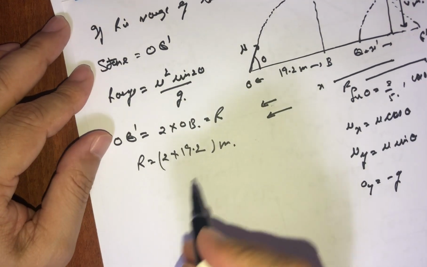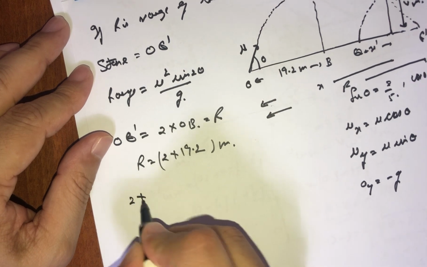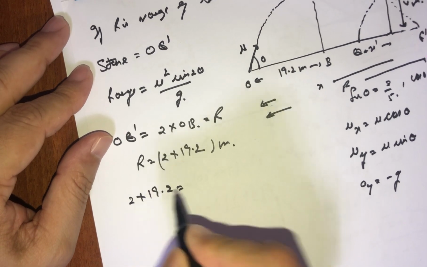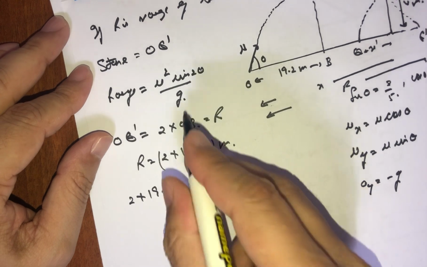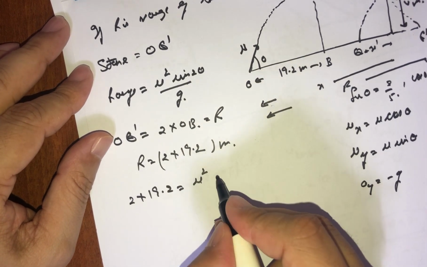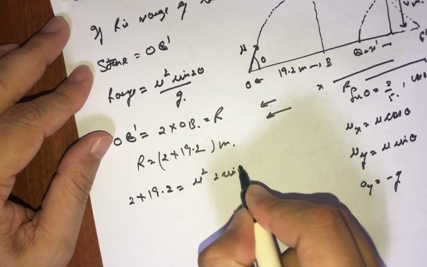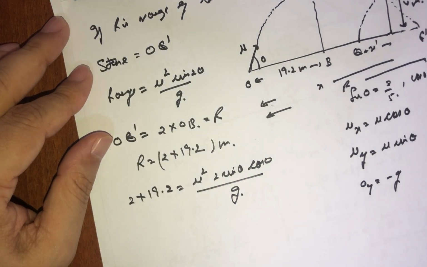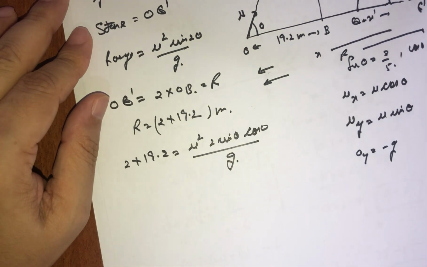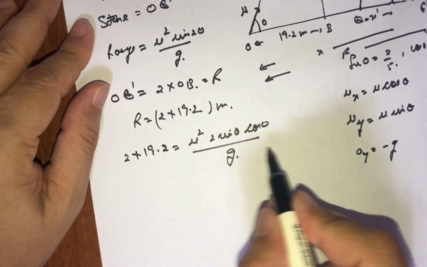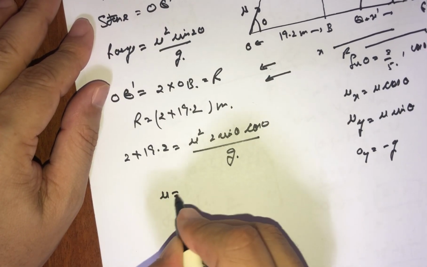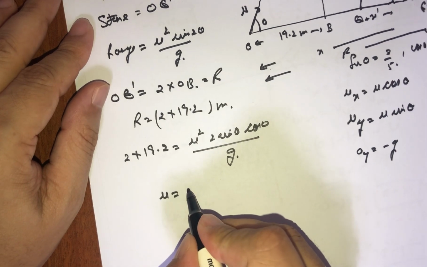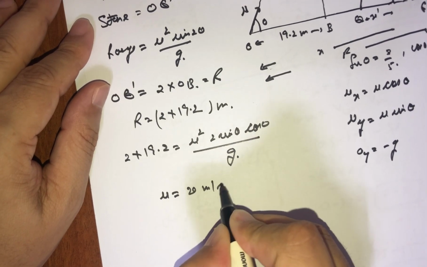So substituting these values, we get 2 into 19.2 is equal to u square sine 2 theta, which can be written as 2 sine theta cos theta, divided by g. So from here, if you put all the values, we can find out the value of u as it will be coming as 20 meter per second.